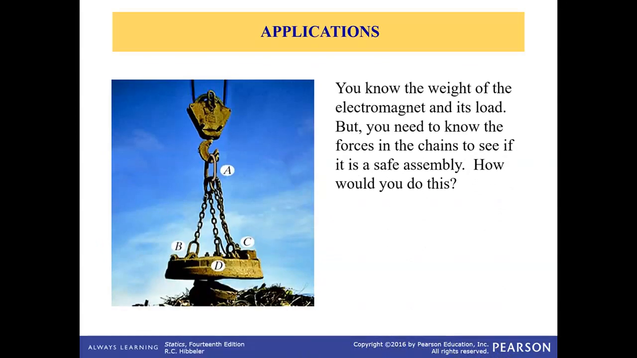Application. You know the weight of the electromagnet and its load, but you need to know the forces in the chains to see if it is a safe assembly. How would you do this? So in this example, we will draw a 3-dimensional force system by drawing a free body diagram for A and indicate the forces in the chains: force 1 direction, the 3rd chain, and 4th chain, and then also the force in the hook. And by drawing this free body diagram in 3D, we can apply the 3-dimensional equations of equilibrium. Okay, so as shown in the figure here, that's the free body diagram.